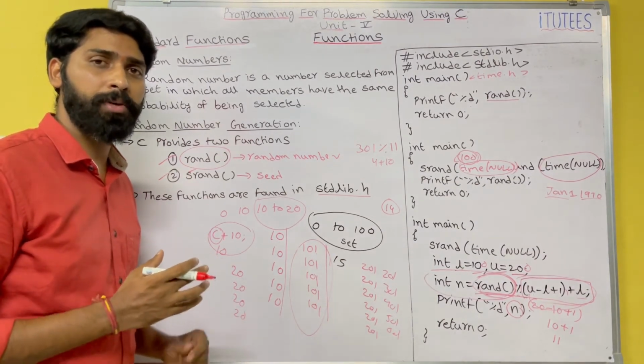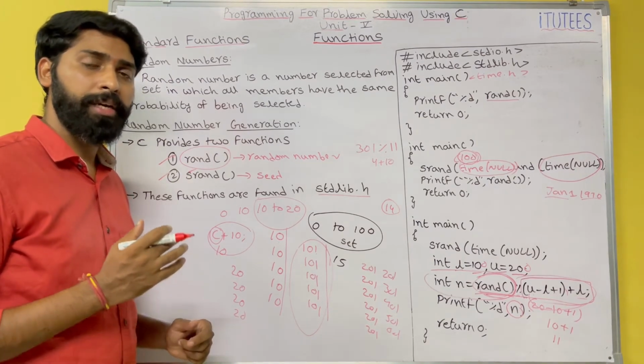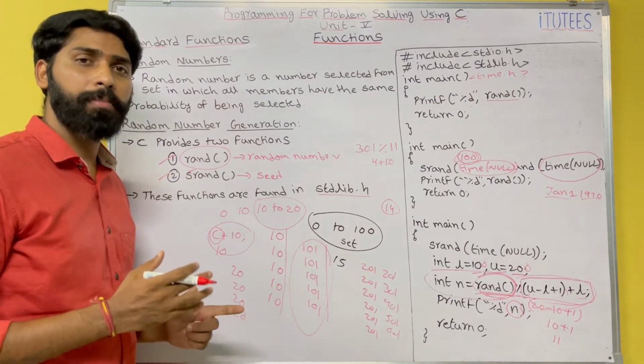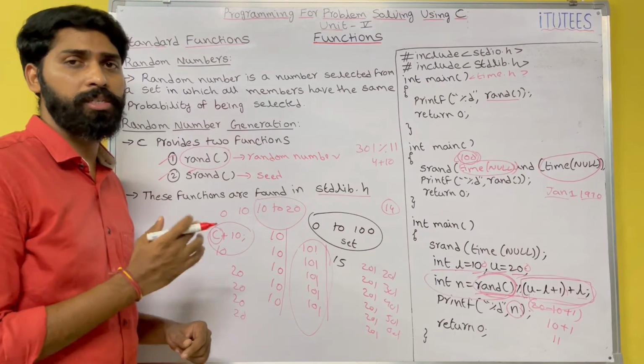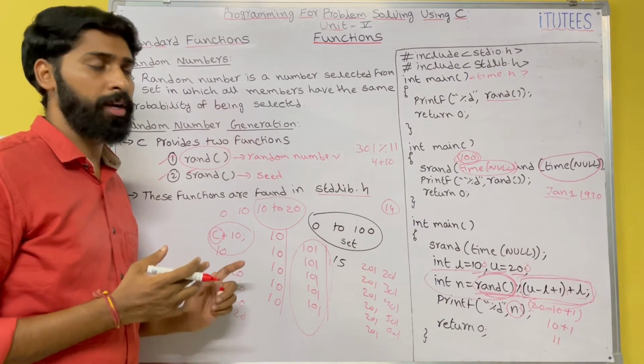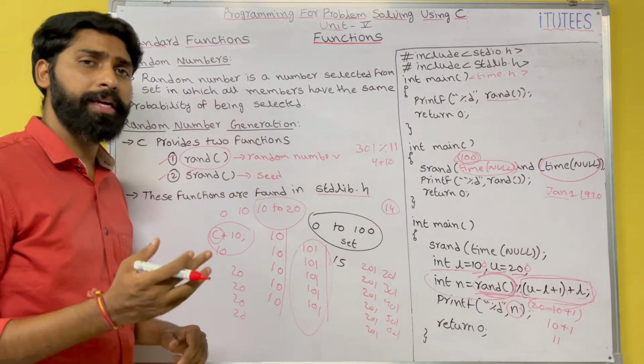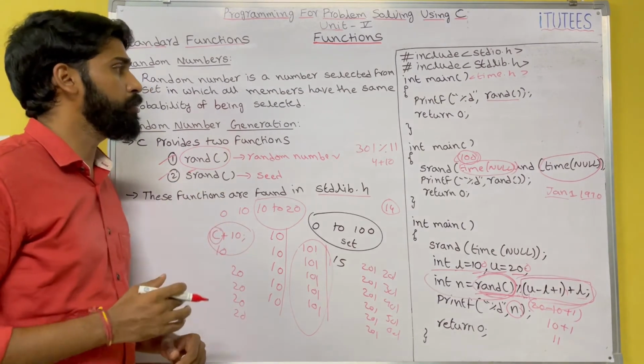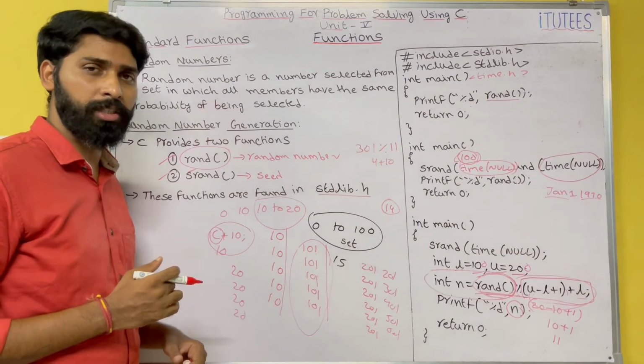So this random number generation is very important in computer science, because in many applications we are going to use it. For example, in testing they are using random number generation, and in gaming also we are going to use this random number generation.